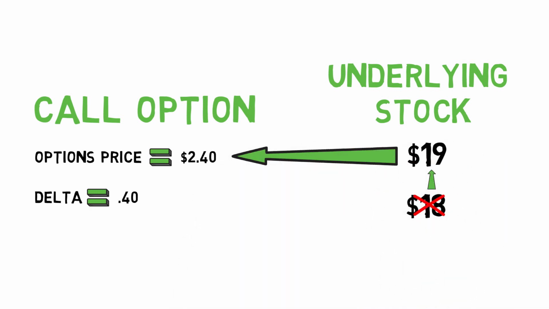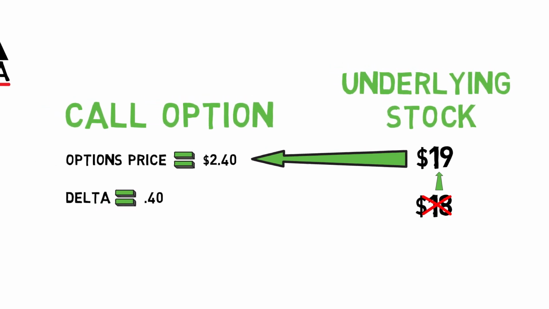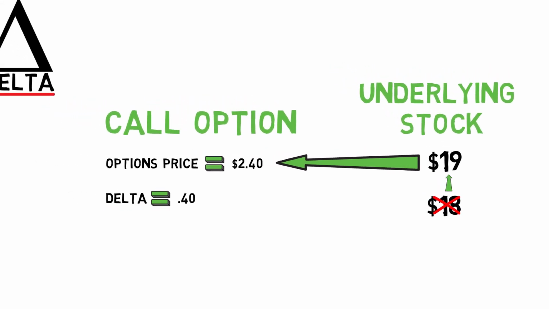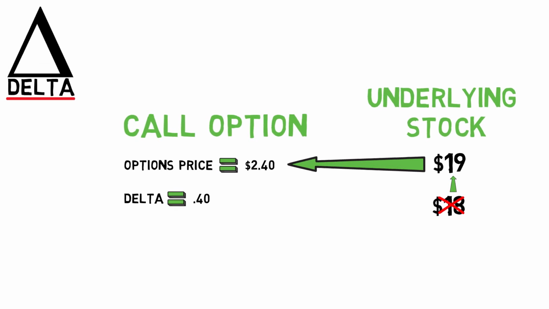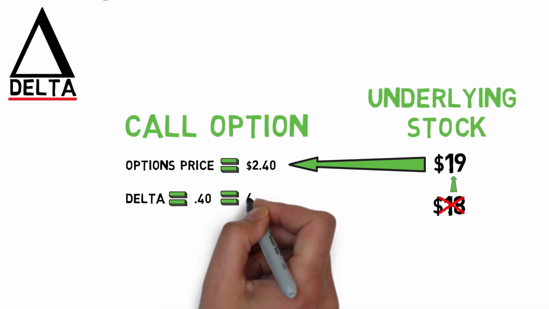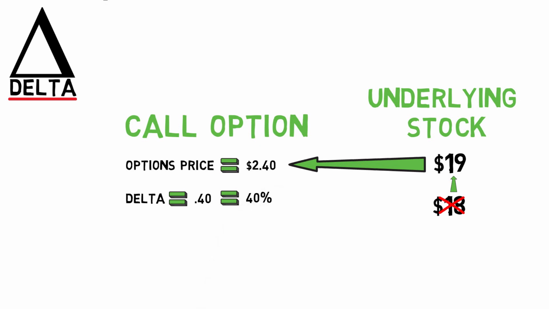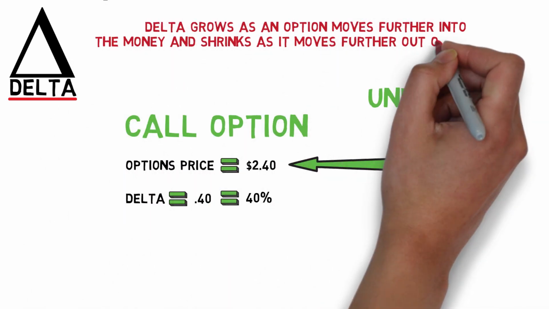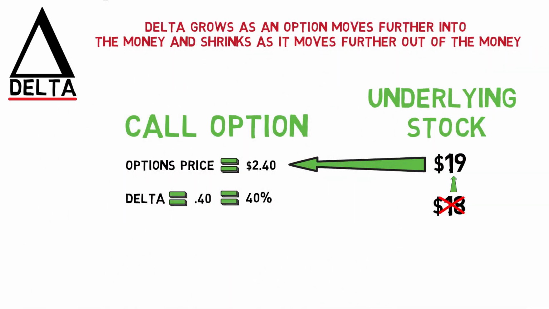Delta has another important use. Some traders use it to estimate the probability that an option will expire in the money. For example, an option with a delta of 0.40 can be interpreted as having a 40% chance of expiring in the money. The lower the delta, the lower the probability that the option will expire in the money.